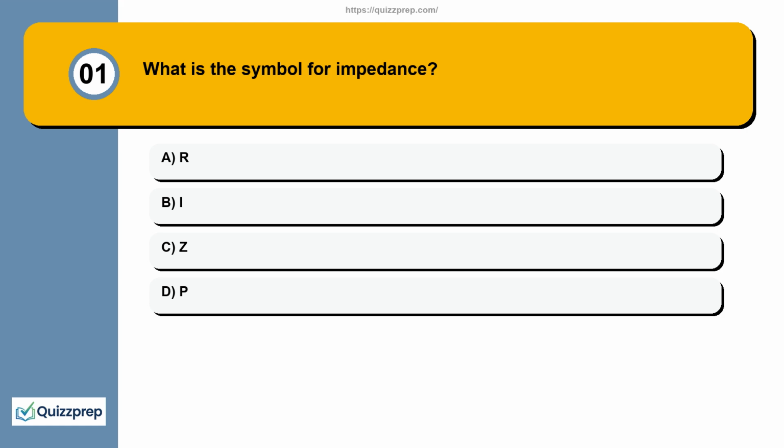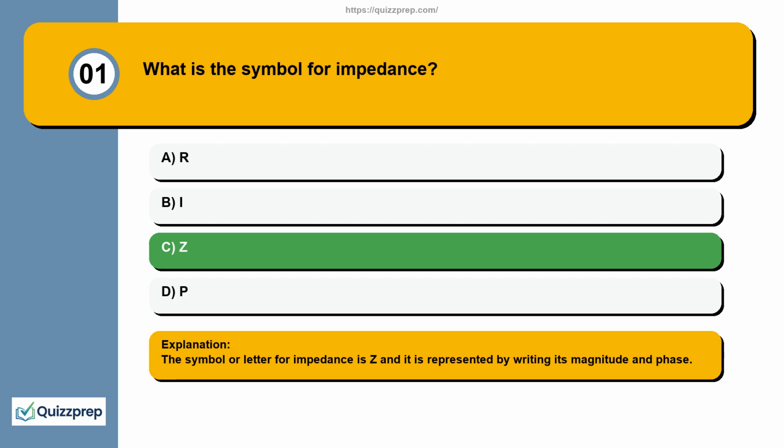Question 1. What is the symbol for impedance? R, I, Z, P. The symbol or letter for impedance is Z, and it is represented by writing its magnitude and phase.